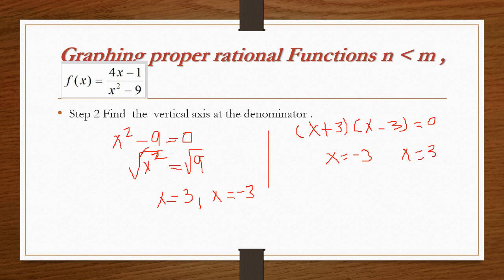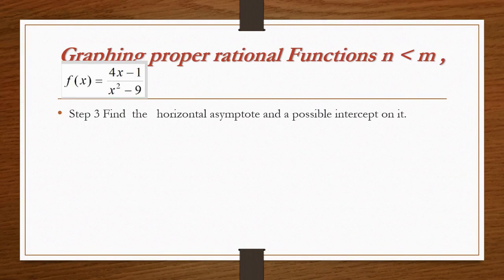Okay, so we have our step number 2. Step number 3 is to find the horizontal asymptote. In this case, where we have n less than m, our horizontal asymptote will always equal y equals 0. This would be like the rule, right? So here we have the horizontal asymptote, and it says here, find a possible intercept on it.